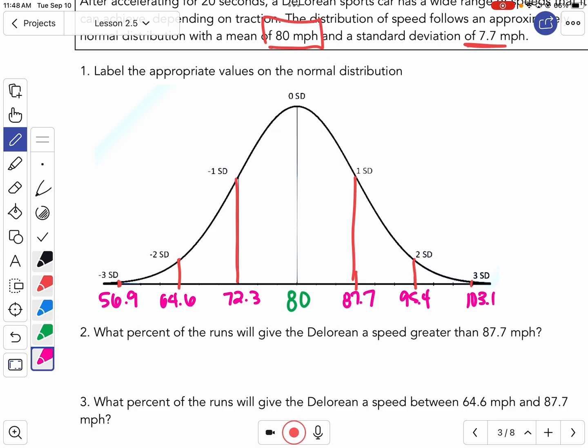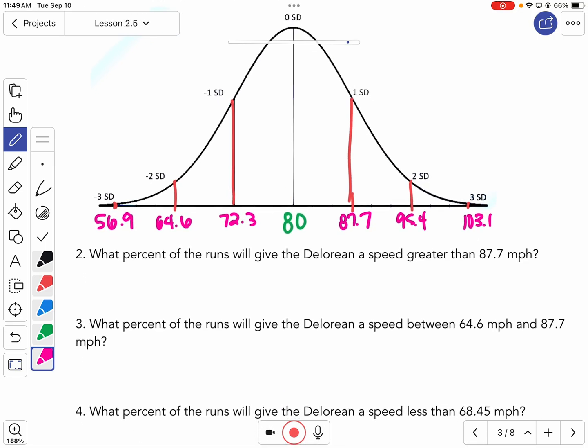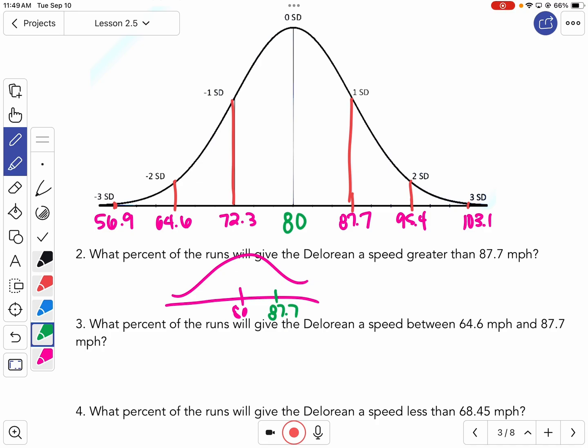All right, now question number 2 are the kind of questions we're going to be answering today. All right, Rebecca. Thank you. It says, what percent of the runs will give the DeLorean a speed greater than 87.7? Okay, so when we're thinking about these problems today, we know 80's in the middle. Where's 87.7? To the left or to the right? It's to the right. And if I want to do things that are greater than 87.7, which way would I color my curve? To the right or to the left? To the right. Okay, so I'd color it right in there.